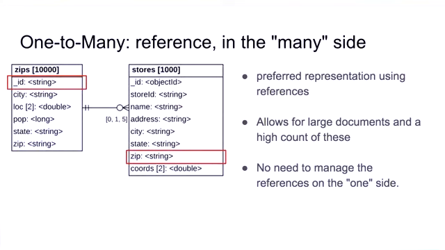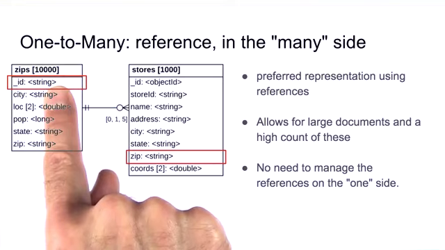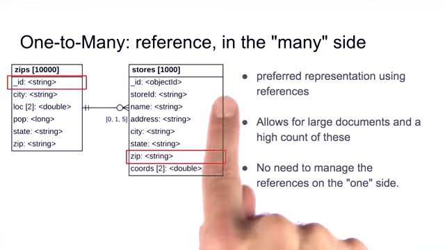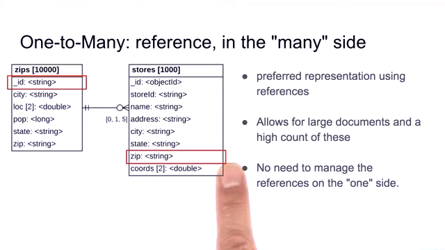More commonly, references are stored in the documents on the many side of a one-to-many relationship. For example, we may have a collection of zip codes, each zip code having possibly many stores in it. By having a single field called zip in each of my stores documents, I can reference the document in the zips collection. Compared to the previous representation, if we delete a store, there is no additional reference to remove, because the reference is inside the document we are removing.